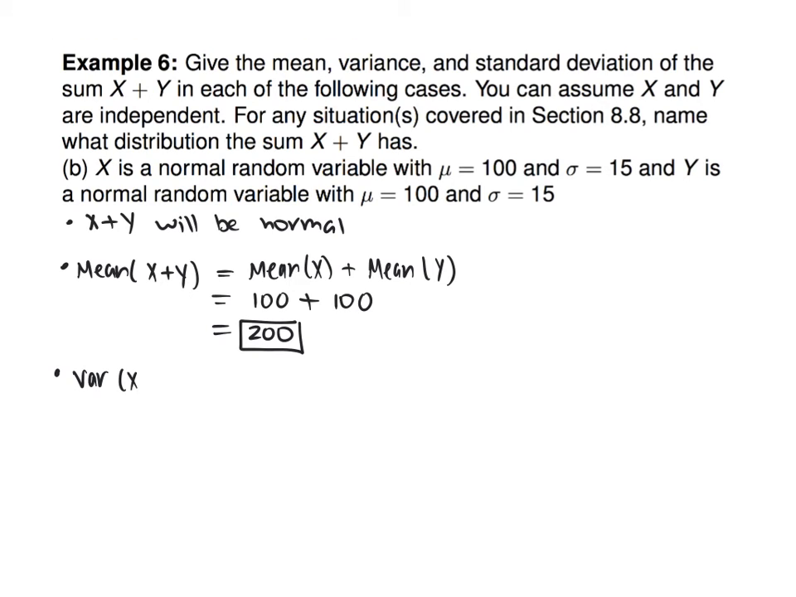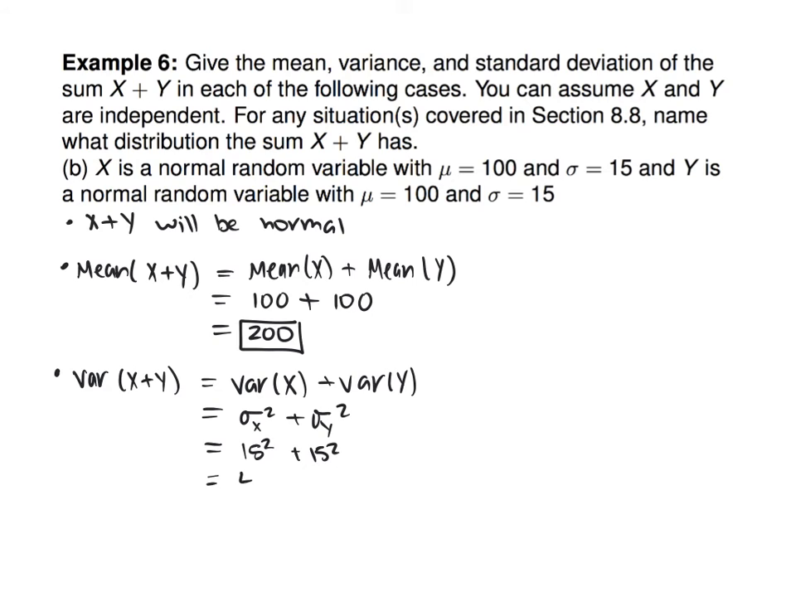The variance of x plus y is variance x plus variance y. Remember, variance is sigma squared. So sigma x squared plus sigma y squared. And those are both 15. So you have 15 squared plus 15 squared. Well, both of those are 225. When added together, they add up to 450.